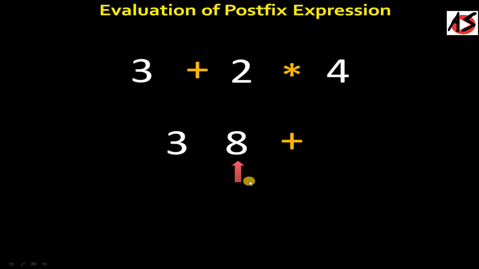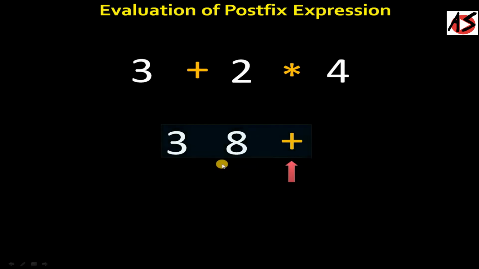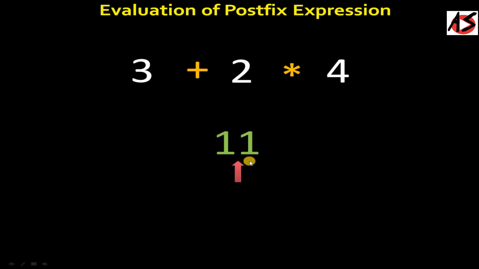Now we move ahead and get another operator, which is plus. Plus is also a binary operator, so we take two operands and evaluate the remaining expression. So we get 3 plus 8 is equal to 11. This is the final answer of this simple expression. Today in this video we will see how to do it in a mechanical way using an algorithm.